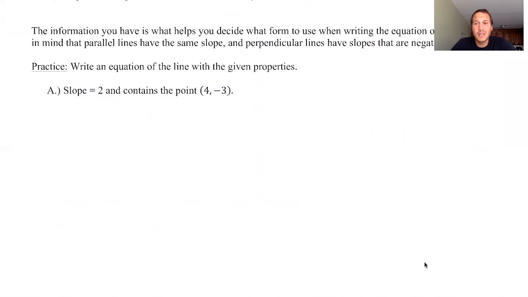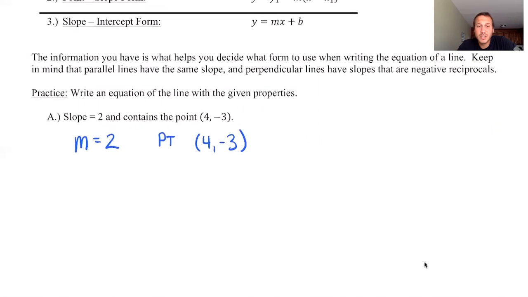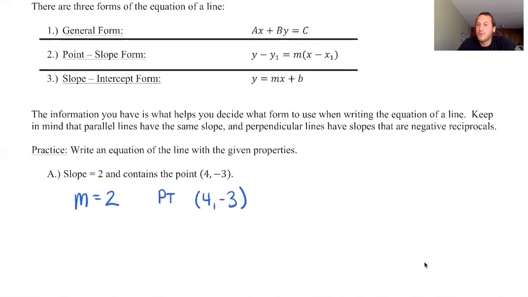There's going to be a whole lot of different information that's given to you. In letter A, I know the slope is equal to 2, and I have a point of (4, -3). It just says write the equation of a line. I'm going to do all three of them with you, but how do I know which one to start with?